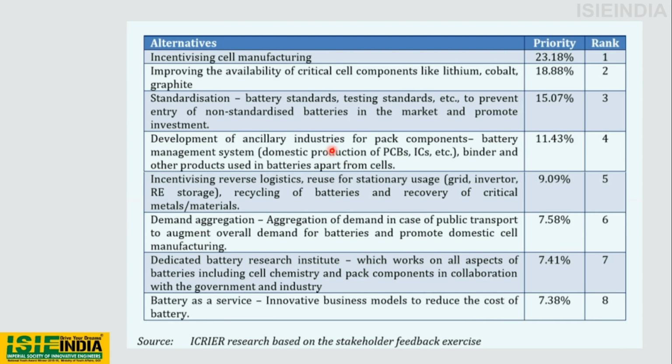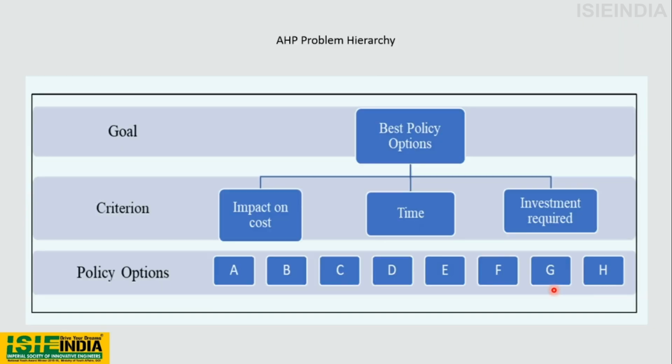In this slide you can see how the policies are ranked based on their priorities, which range from 23 to 7%. As we move on to the next slide, we can see the steps or the hierarchy, how the policies are marked on a flow chart. Now these are the policies that we have already discussed.